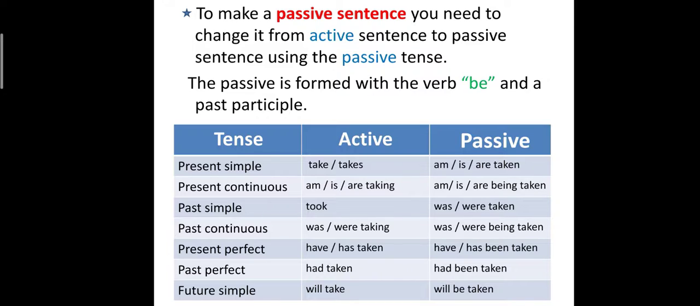The present perfect, have or has taken. It will be has, have been taken. Past perfect, had taken, had been taken. Future simple, will take. I will put will plus verb to be plus the past participle of the verb, taken.